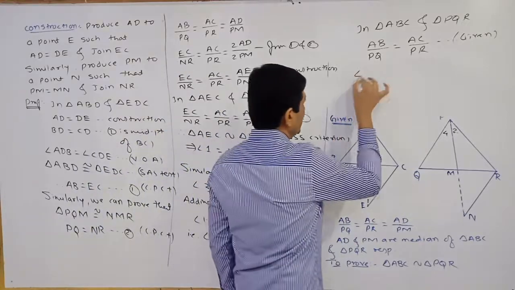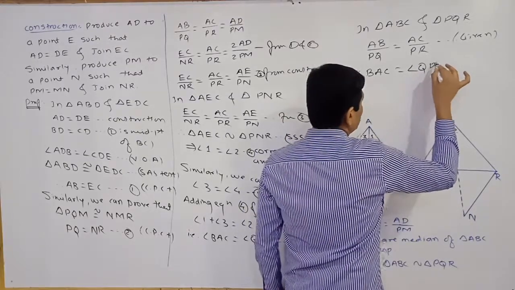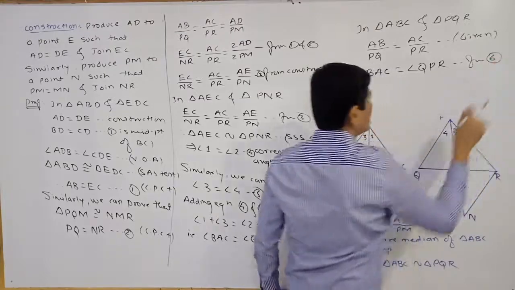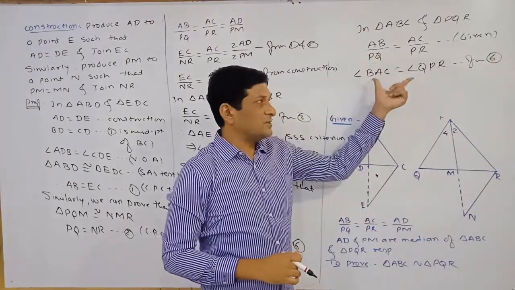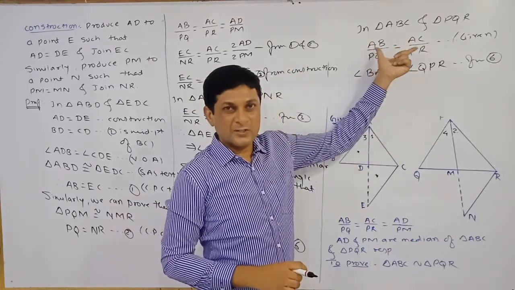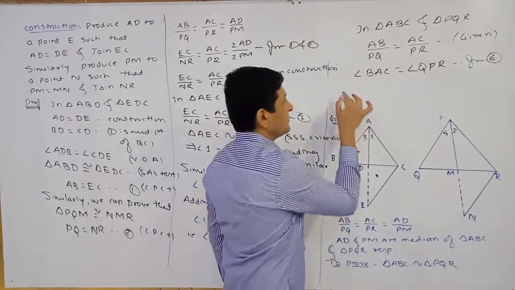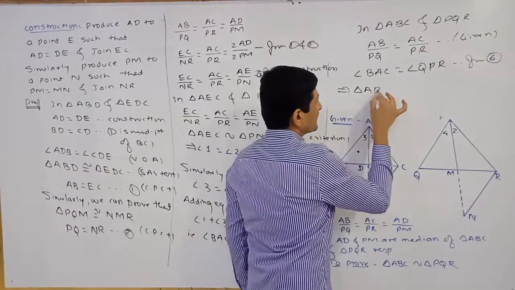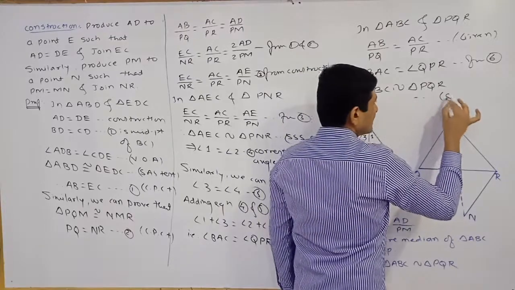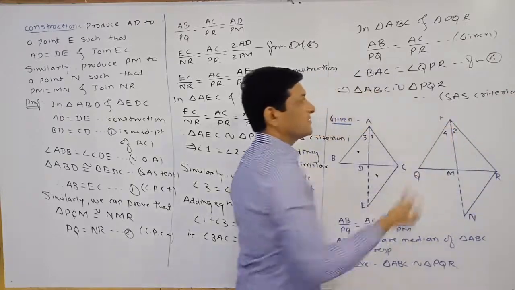Means angle BAC will be equal to angle QPR. So from equation number 6 we are substituting these values. This is already the given condition. This whole effort we have taken to show that these two angles are equal. Now two corresponding sides are in proportion and the included angle is also equal. So it implies that these two triangles are similar. So triangle ABC is similar to triangle PQR by which criterion? SAS. And that is the result which we have to prove here.